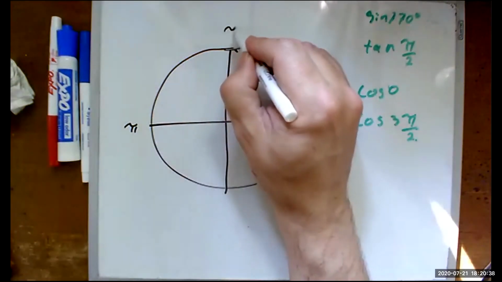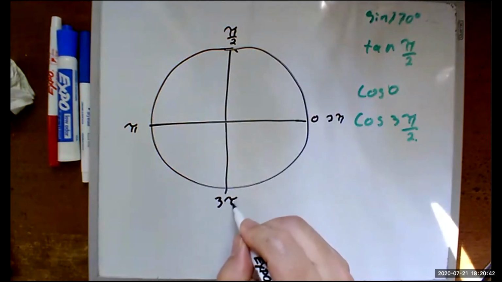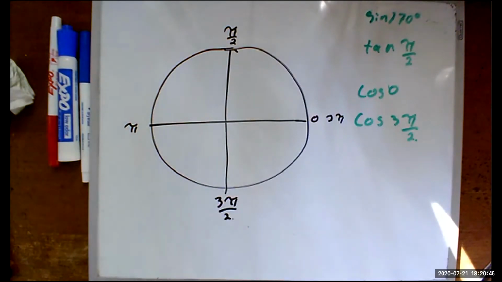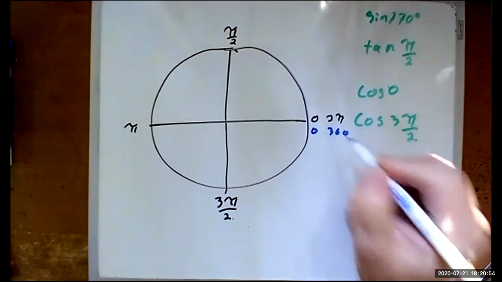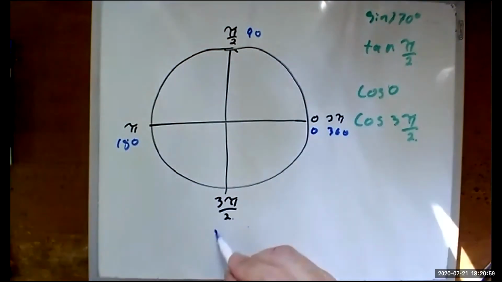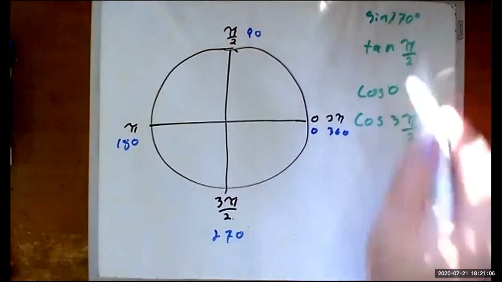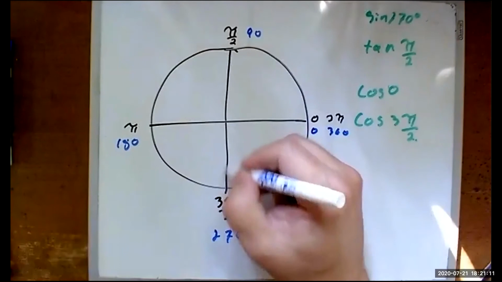There's our unit circle. 0 or 2 pi. There's pi. Pi over 2. And 3 pi over 2. And then, of course, in degrees, so we're also dealing with degrees. We're dealing with 0 or 360, 90, 180, and 270.